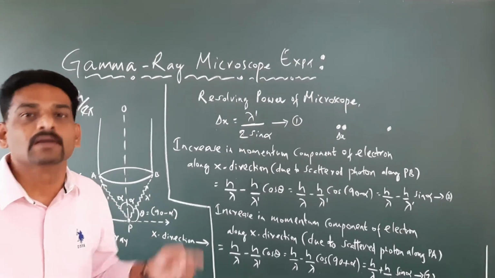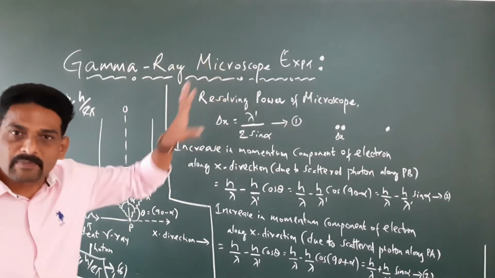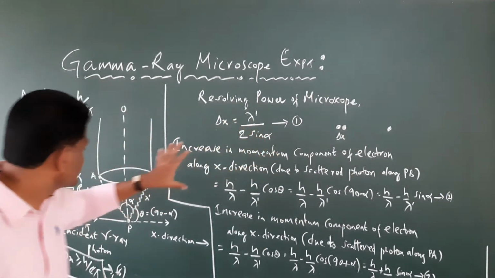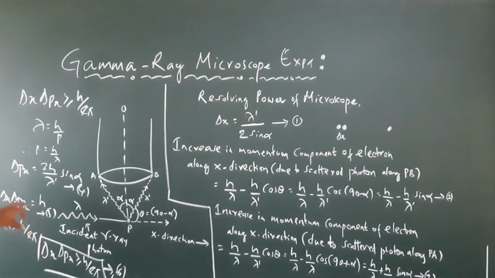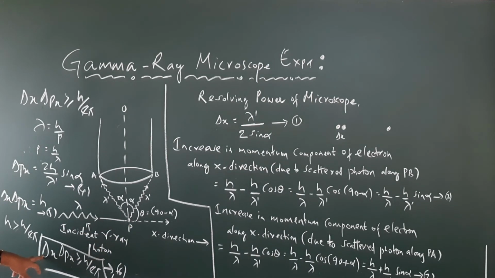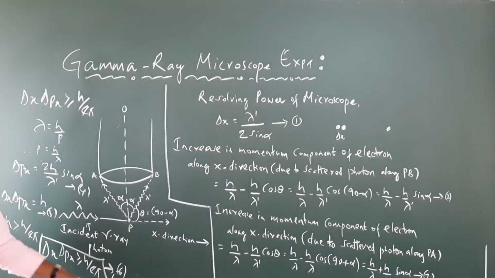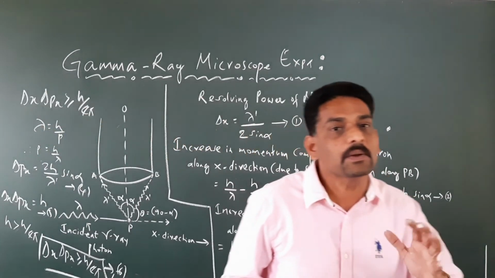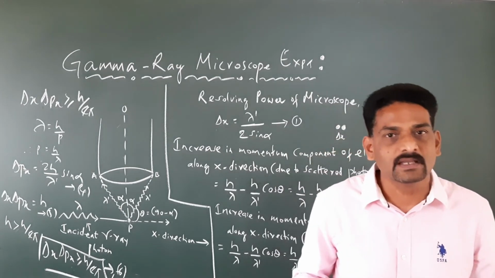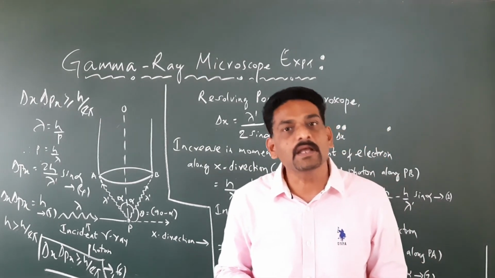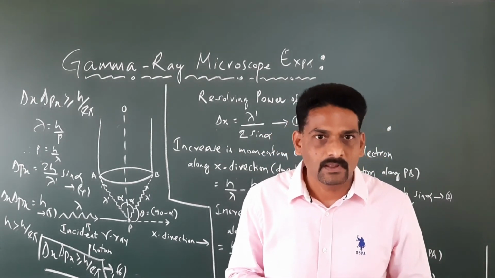So let me recap. We have discussed the gamma ray microscope experiment. We calculated the delta x value using this experiment, and we calculated the delta px value again using this experiment, and we found that the product of delta x and delta px is greater than or equal to h divided by 4 pi. In other words, we derived the Heisenberg's principle with the help of the gamma ray microscope experiment. So finally, we can say the gamma ray microscope experiment is a thought experiment to illustrate the Heisenberg's uncertainty principle. I think we'll stop at this point.